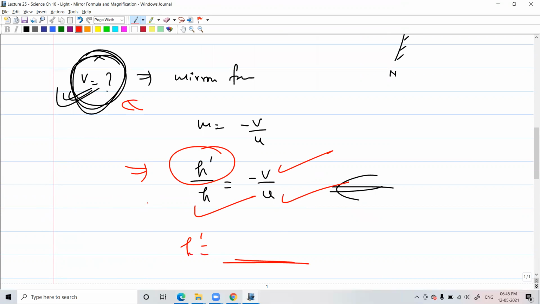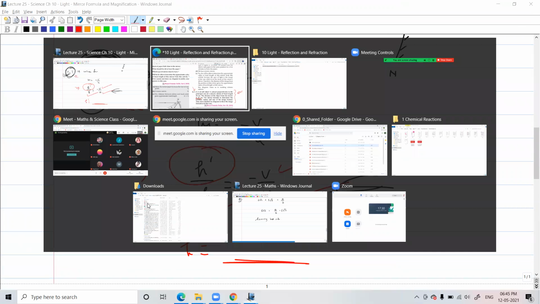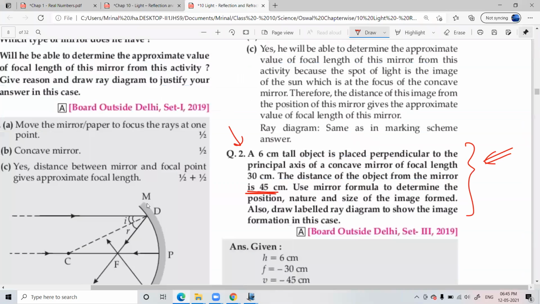So I have explained the logic to you, but this is the first question, so I will solve it. But still, we have not completely read the problem, so let's complete it. Remember that all the things we can find out. We can find V, we can find H dash, we can find magnification, whatever they throw at us, we can find everything. So let's see what it is that they are actually asking us to do.